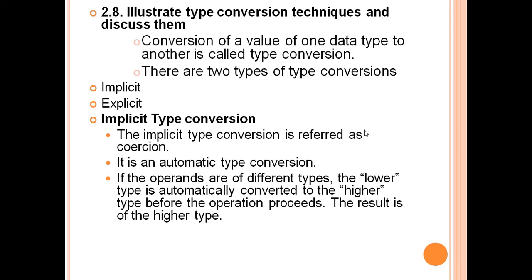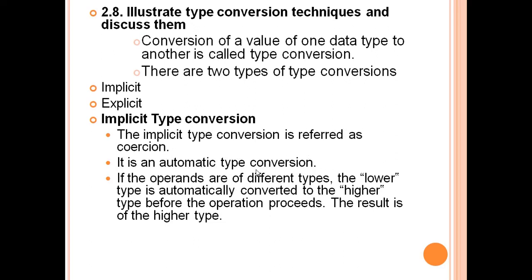There are two types of type conversion techniques out there. One is implicit type conversion, another one is explicit type conversion. So first we discuss implicit type conversion. Okay, so this implicit type conversion is also called coercion, and sometimes it is also called automatic type conversion.